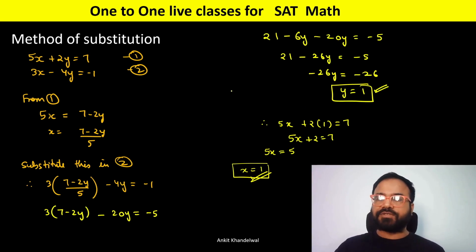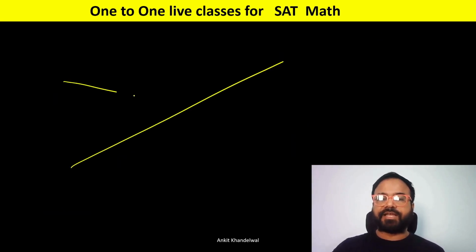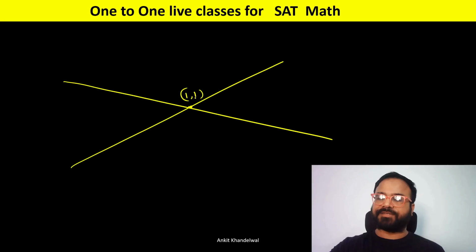But again, using Desmos, this is very easy. You just have to plot both the lines on Desmos, and the point of intersection will definitely be 1 comma 1. So that will be your answer.